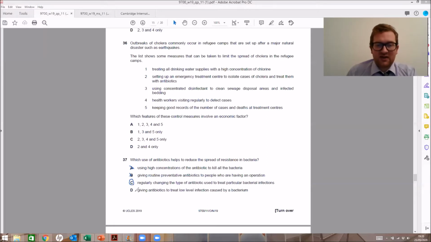Option D, although this is a method of treatment of giving antibiotics to low-level infections, it doesn't necessarily reduce the spread of it. Okay.